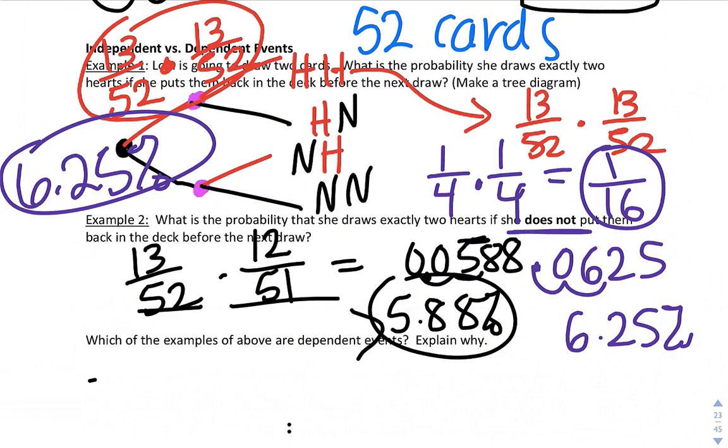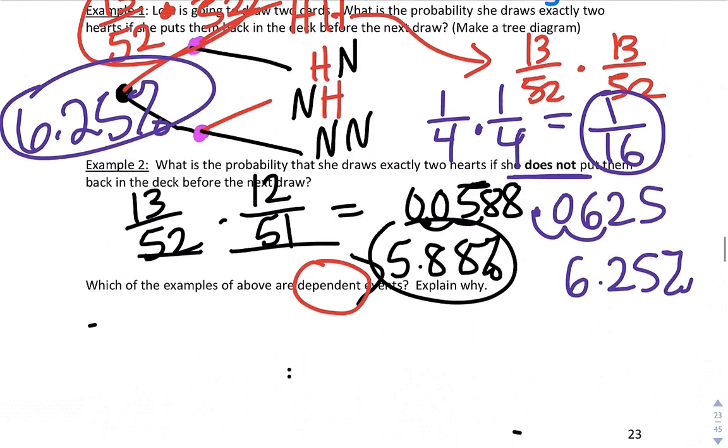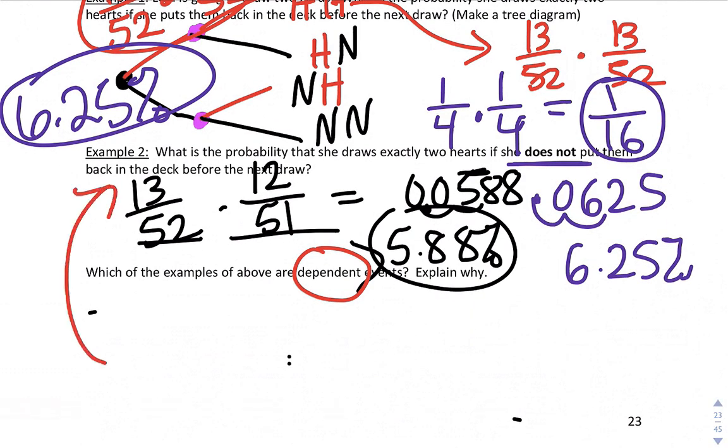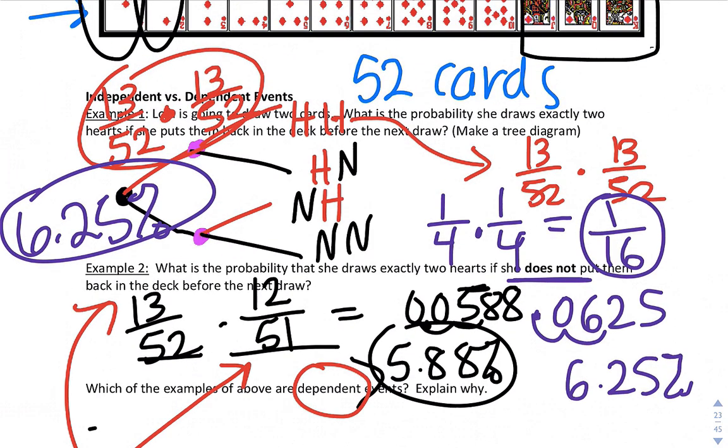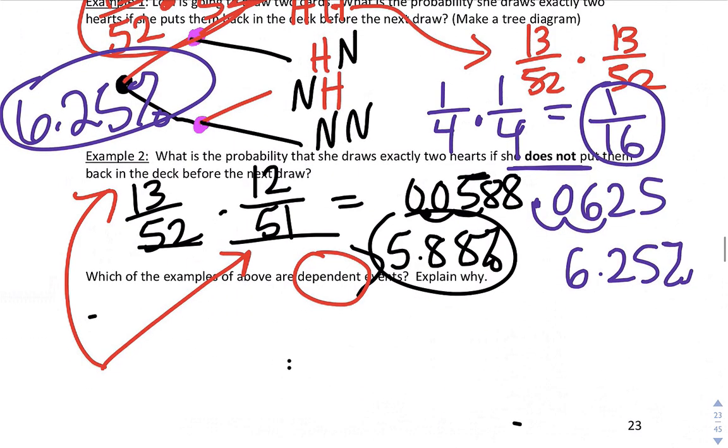So dependent means one result depends on the other. So that would be example two. The probability of drawing exactly two hearts if she does not put it in the deck is dependent because the second probability changes depending on the outcome of the first. So it depends on what happens first. If you draw a heart the first time, there's only 12 left, and then there's only 51 cards left. Instead, if you look at the first situation, since you put the card back in, it doesn't matter what happened before. So dependence arises when a result depends on what happened before.